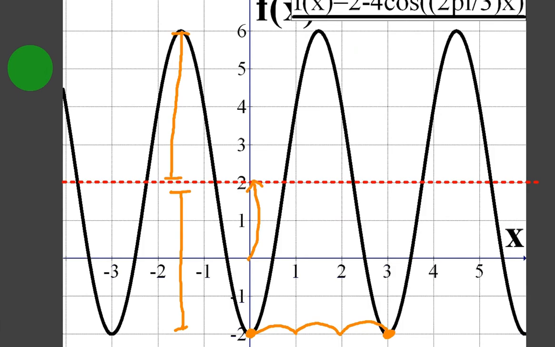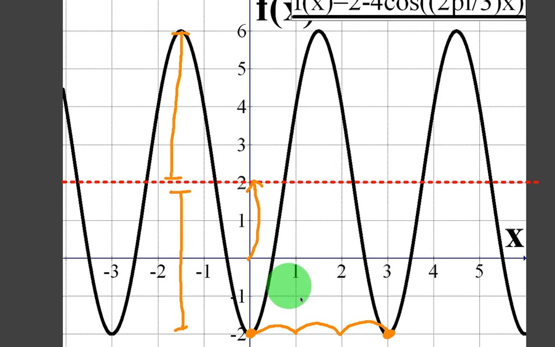Well, we'll look at the graph first. So here's just a confirmation of everything we just figured out. We can see that the amplitude is 4. It strays 4 units from the middle, from the top and bottom. We can see the period is 3. It takes 3 units for the graph to repeat itself. We can see that there's no phase shift.